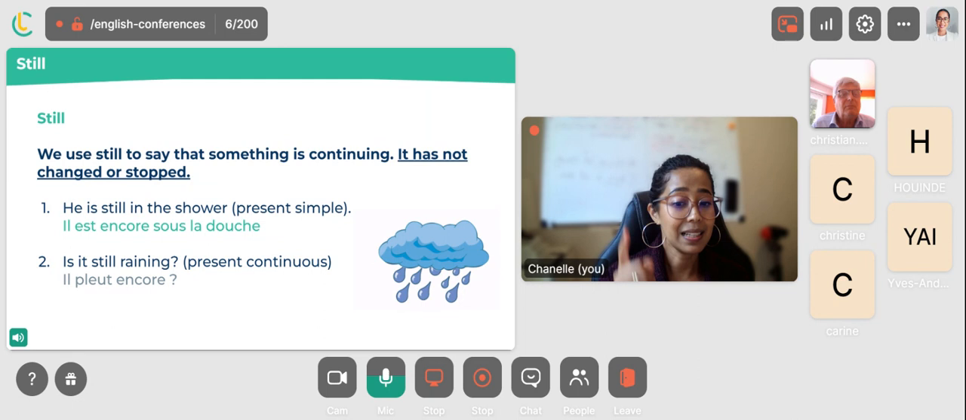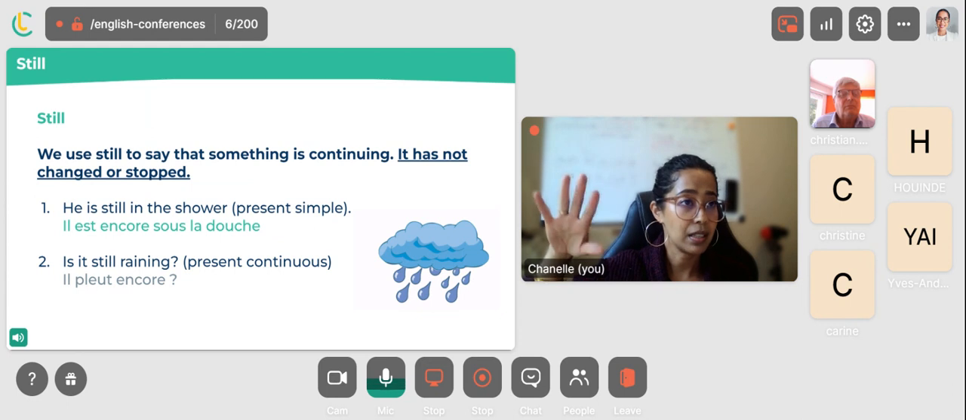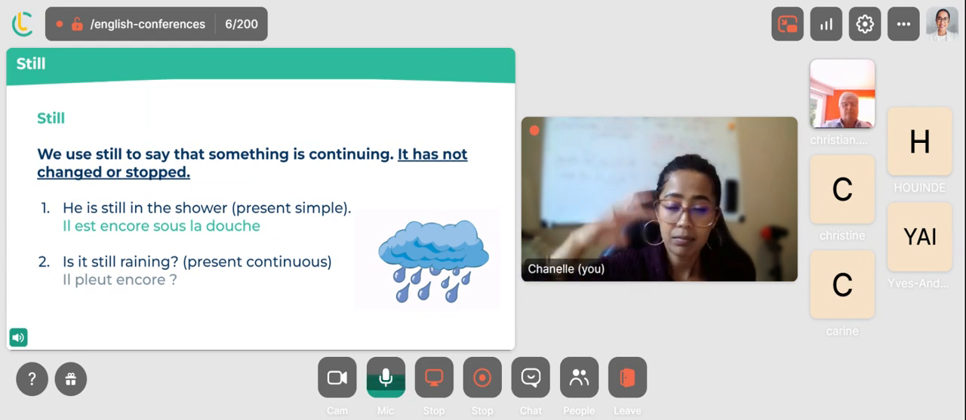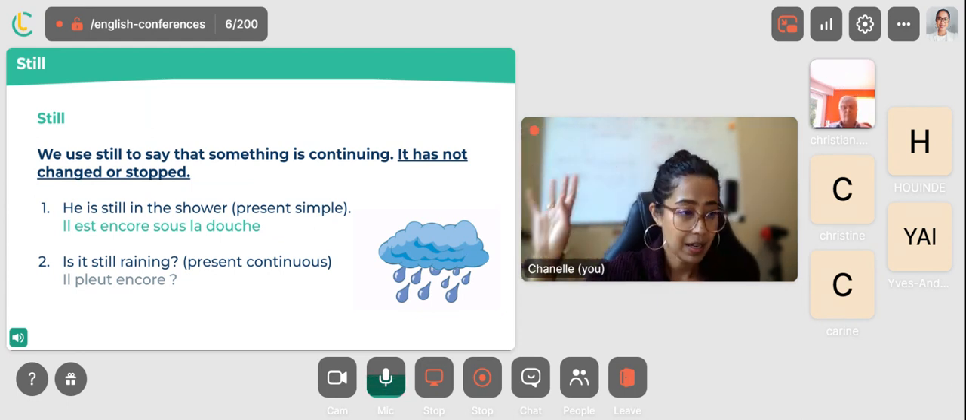Is it still raining? That is the question, and it's the present continuous, and it shows that something in this moment is continuing. So as I'm speaking, it is still raining.